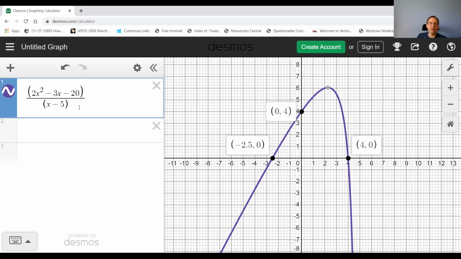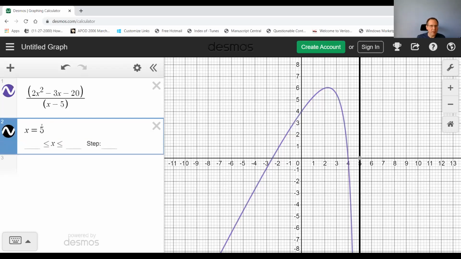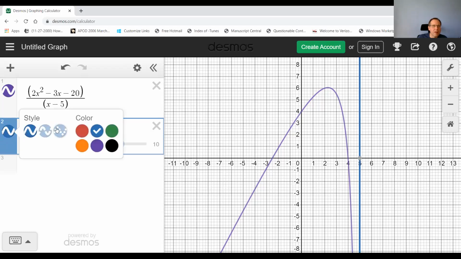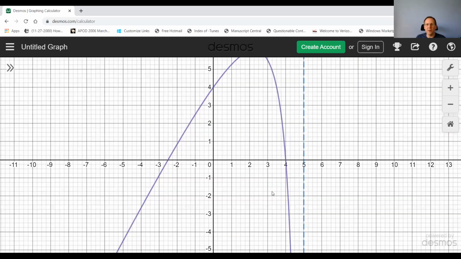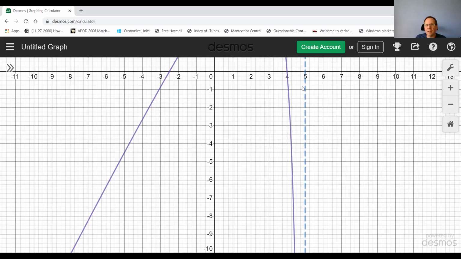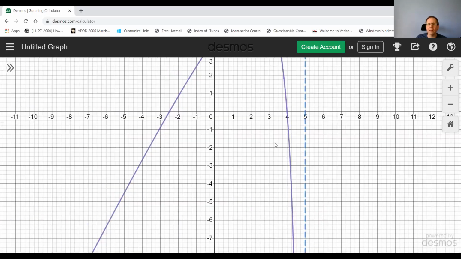And actually, if you look at this, notice this also has a vertical asymptote, right? Because if we look at the denominator here, when is this equal to 0? It's equal to 0, like when is it undefined? When x equals 5. So actually, let me plot that. So x equals 5. That's going to be a vertical asymptote. So as the x input gets closer and closer to 5, it looks like the function is going to negative infinity, right? So we actually have a vertical asymptote at x equals 5.